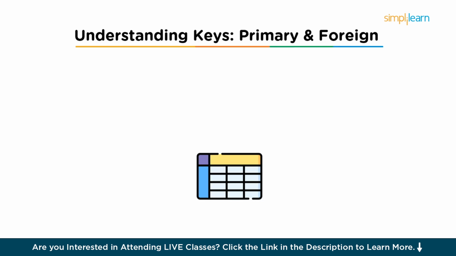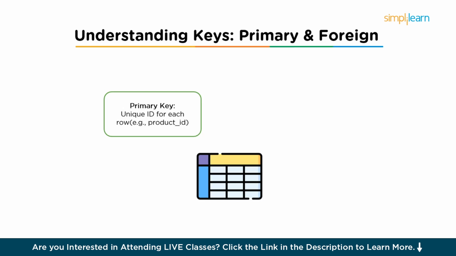Before we dive into different types of joins, it's essential to understand the concept of keys in relational databases, as they are the very foundation of how tables are linked and how data integrity is maintained. A primary key is a column or a set of columns that uniquely identifies each row in a table. Think of it as a unique ID number for every record. No two rows can have the same primary key, and it cannot contain null values. For example, customer ID in the customers table is a primary key, ensuring each customer's record is a distinct one.